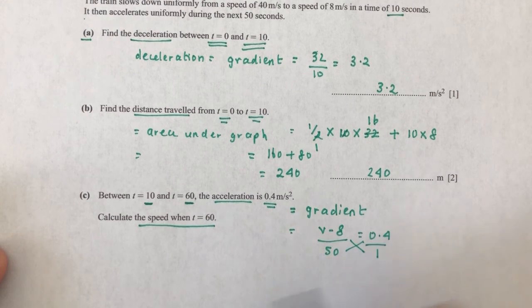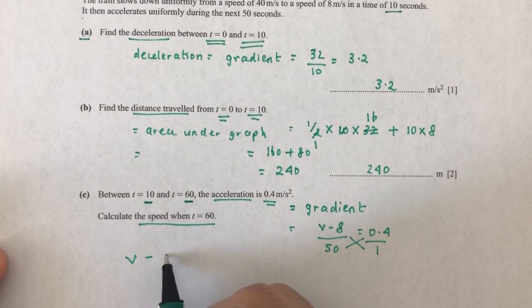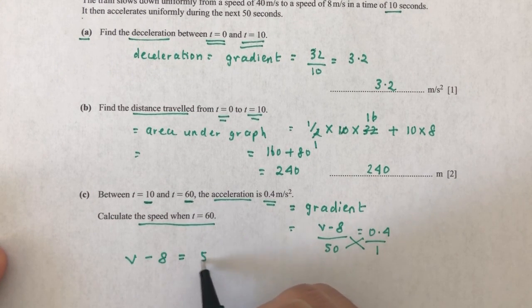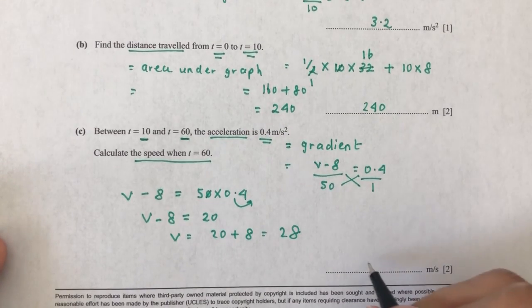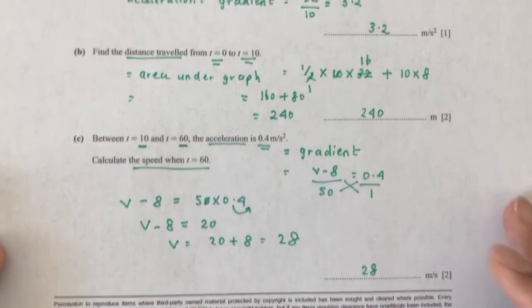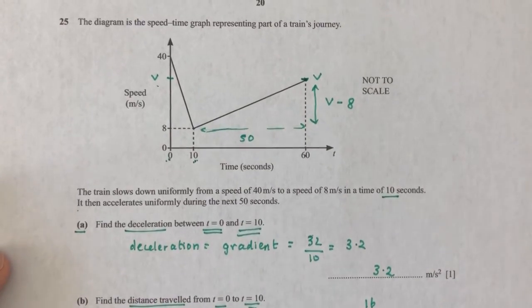Cross multiply, we will have v minus 8 equal to 50 times 0.4. So v minus 8 is 20. v is 20 plus 8, which is 28. So part C, 28 meters per second for the speed at time 60.